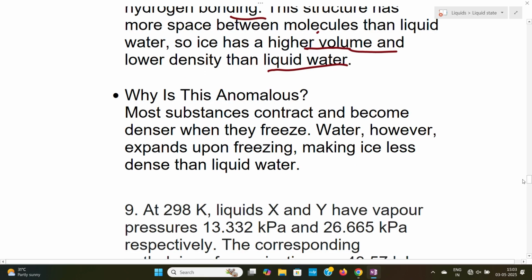Why do we say that there is an anomalous expansion? That is because most of the substances contract and become denser when they freeze. Water, however, expands upon freezing, making ice less dense than liquid water. That is what we say, that there is an anomalous behavior in the case of water.